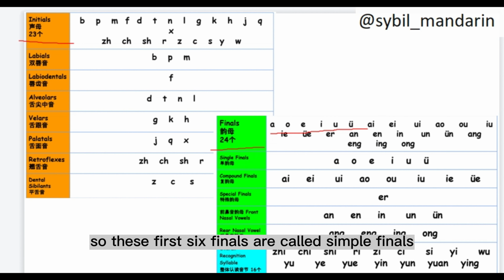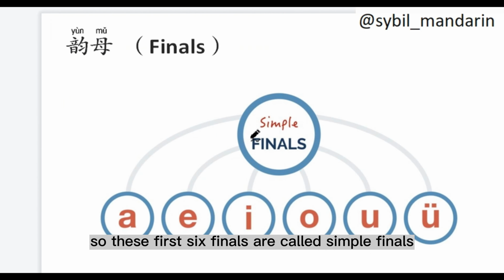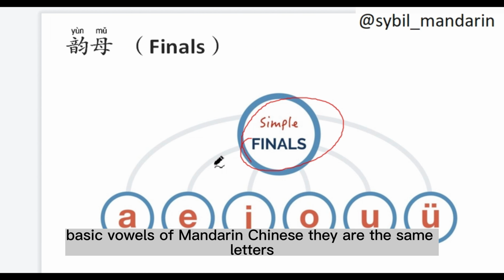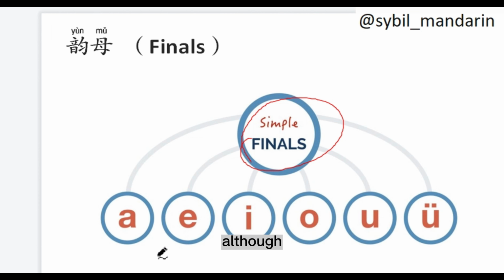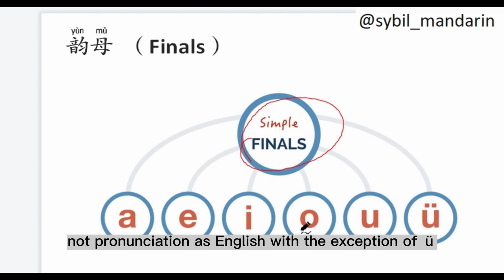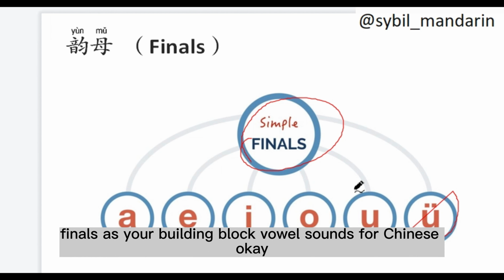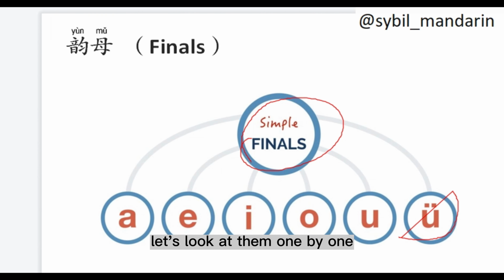These first 6 finals are called simple finals. These are the 6 basic vowels of Mandarin Chinese. They are the same letters as English, although not the same pronunciation, with the exception of yu. Just think of these 6 finals as your building block vowel sounds for Chinese. Okay, let's look at them one by one.